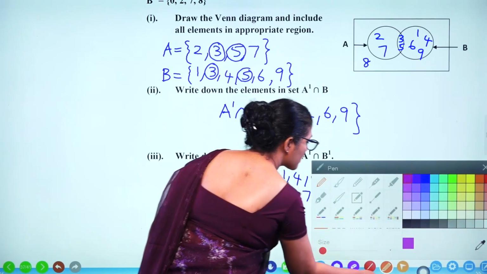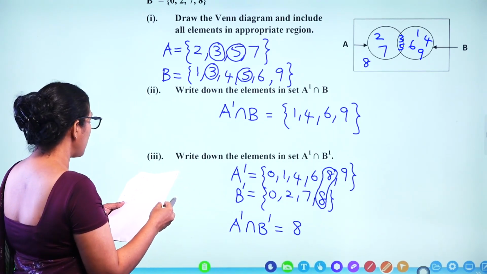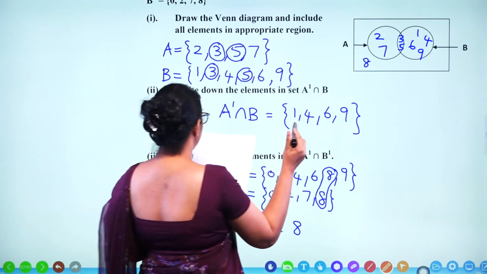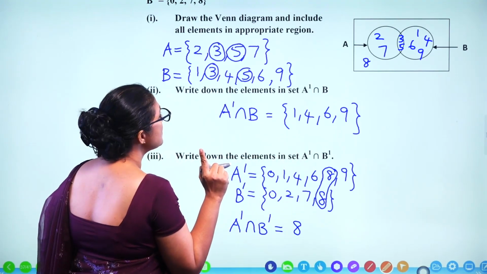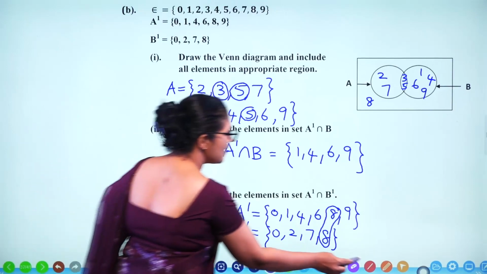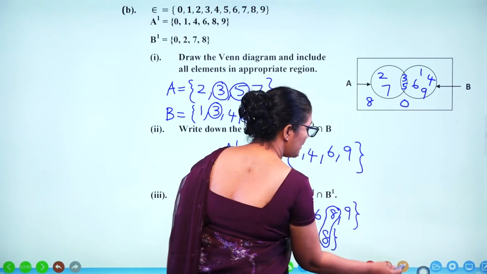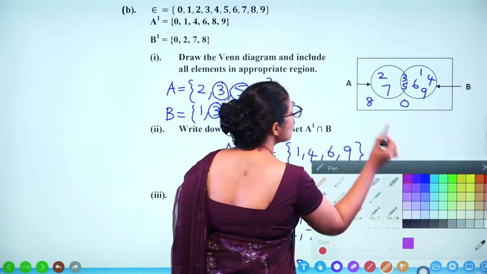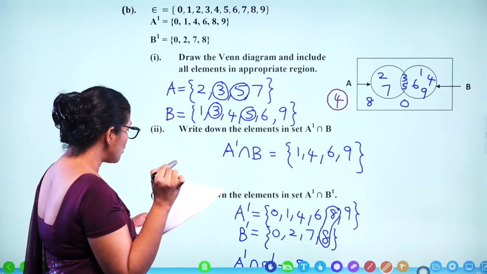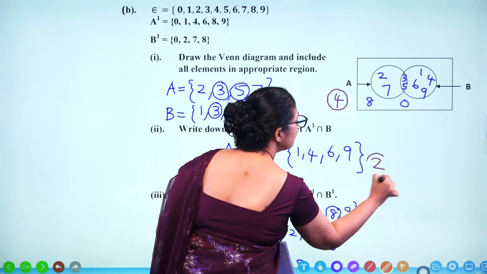So how many marks are given for each step? So you are getting 2, 7, 3, 5, 4 marks. For that we missed one value. What's the value? 0 is in the entire set. So we have to put 0 as well. So 4 marks. And then A dash intersection B, 1, 4, 6, 9, 2 marks.